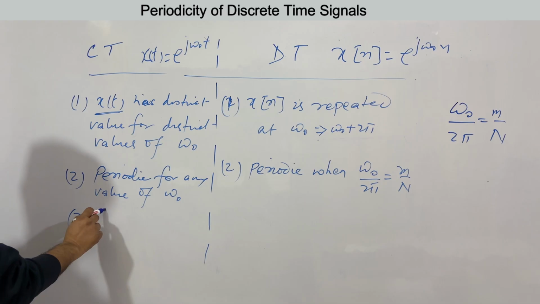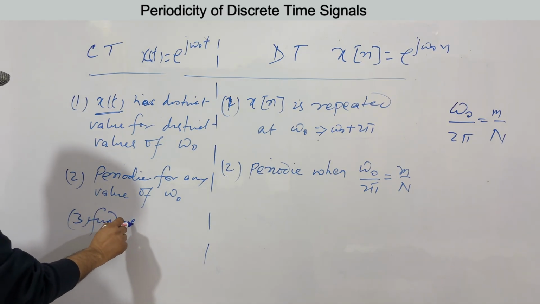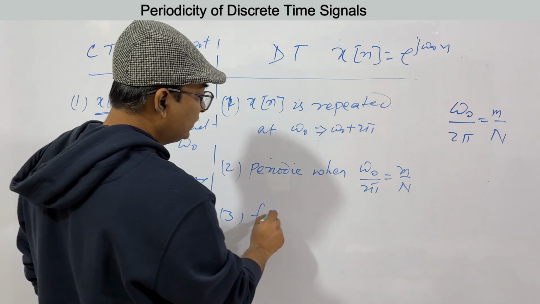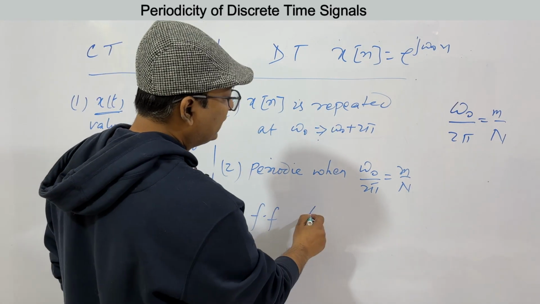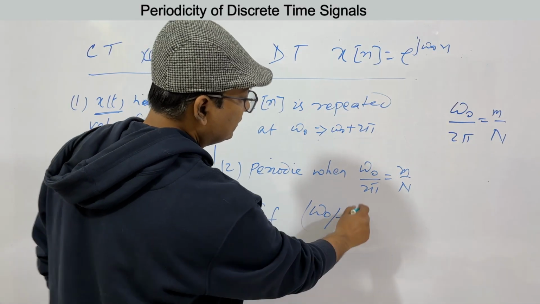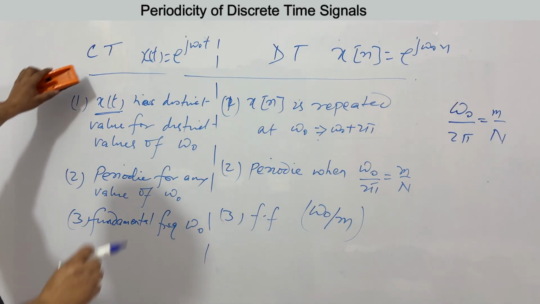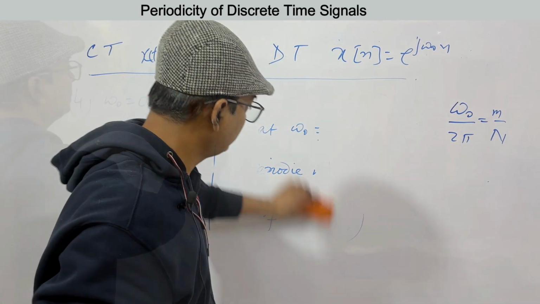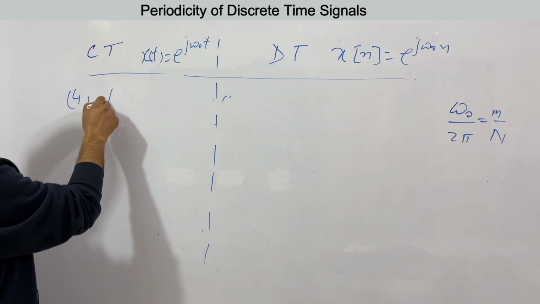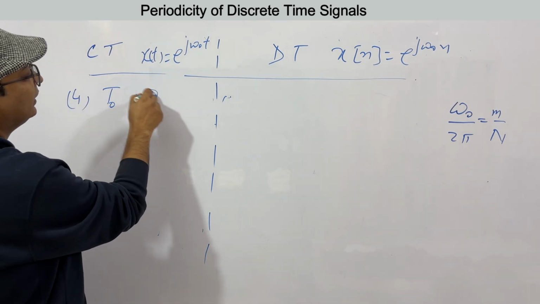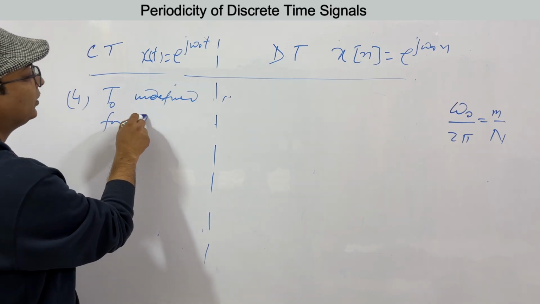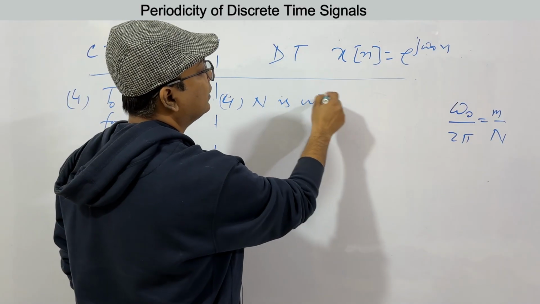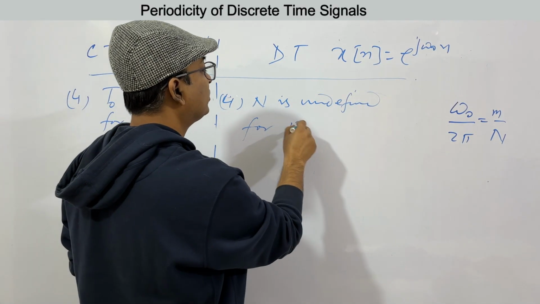The third difference is that the fundamental frequency is omega 0. But what is the fundamental frequency of this discrete signal? It is not omega 0, it is omega 0 by m. Okay, this is the third difference. Now the fourth difference is our fundamental time period. It is undefined for omega 0 equal to 0. Here also it is the same. Fourth one, that this is undefined for omega 0 equal to 0.